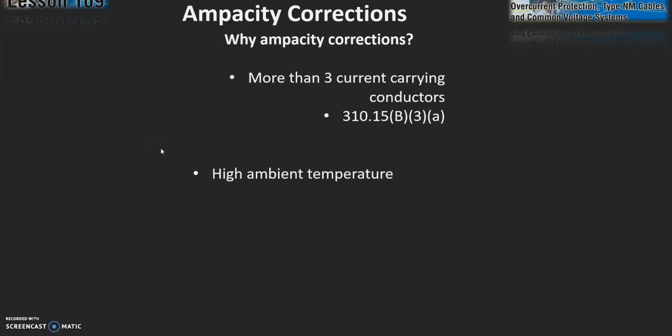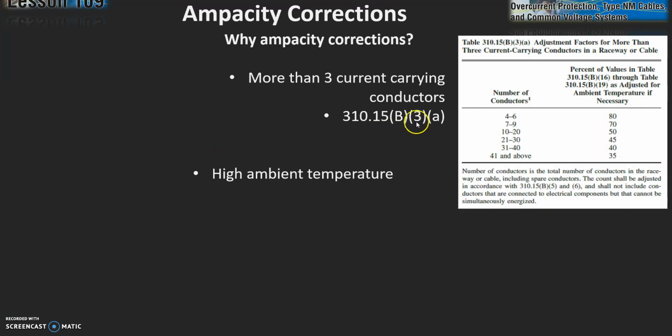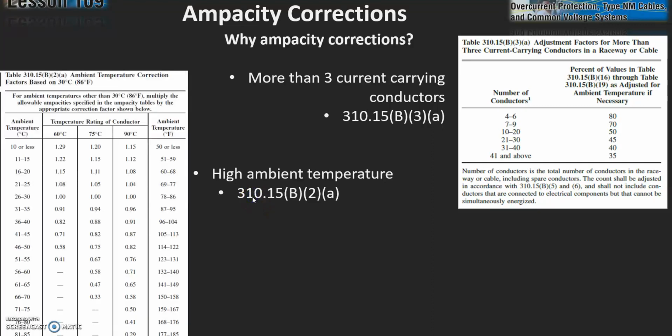If you have more than 3 current carrying conductors, you're going to check 310.15(B)(3)(a), which is actually just a page or two back in your code book from 310.15(B)(16). So that's quite simply saying if I have anywhere from 4 to 6 conductors, I need to derate my ampacity by 80%, 7 to 9 by 70%, and so on and so forth. If I have a high ambient temperature, I'm going to check 310.15(B)(2)(a), again, just a page or two back from 310.15(B)(16).